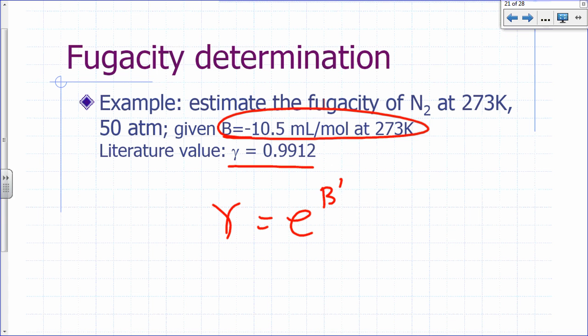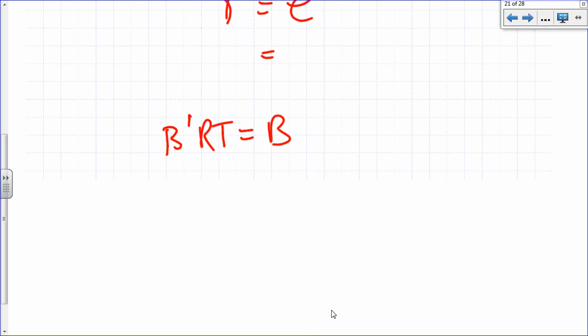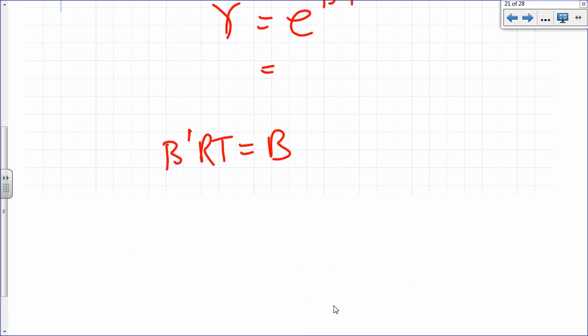What is B prime? How is B prime related to B? B prime times RT is equal to the second virial coefficient, right? If you need help remembering this formula, a good way is to keep track of your units. B, the second virial coefficient, is a molar volume, so it is going to be like liters per mole.